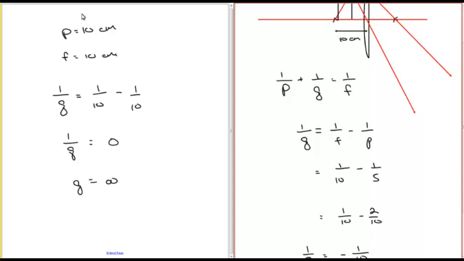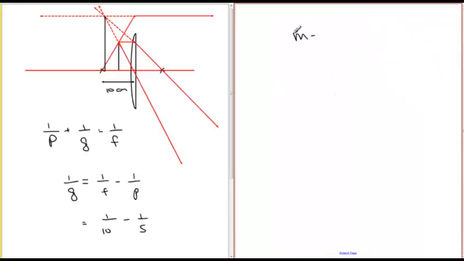And our magnification is negative Q over P. So we get negative and negative 10 centimeters. P was equal to positive 5 centimeters. So the negatives cancel out, and 10 divided by 5 is 2. So the virtual image is twice as big as the actual object. It's positive, so it's upright. So it's upright, magnified, it's virtual, and it's located 10 centimeters on the same side as the object. So this is a magnifying glass situation.